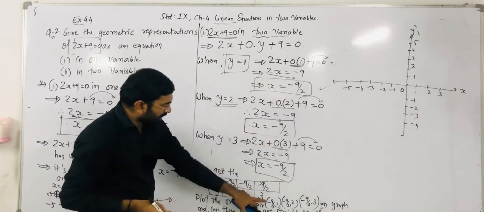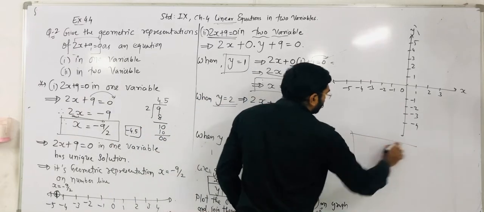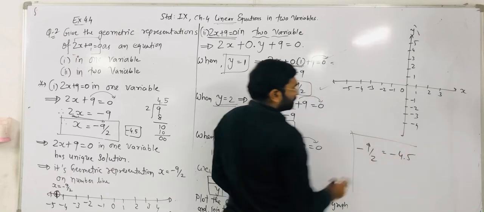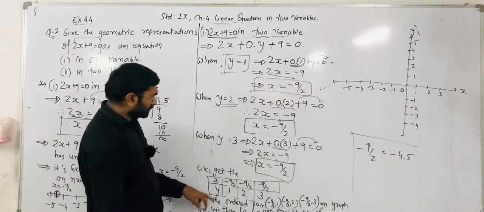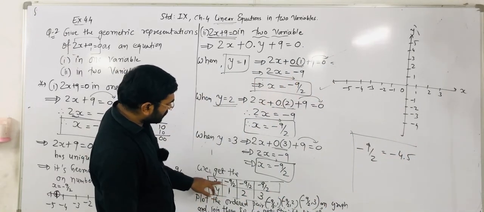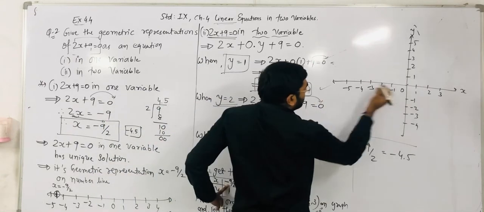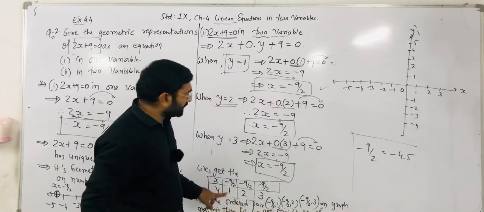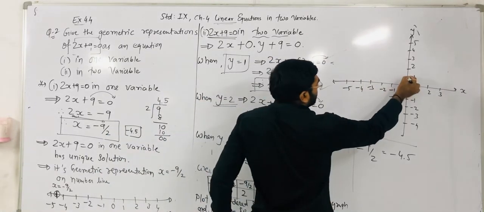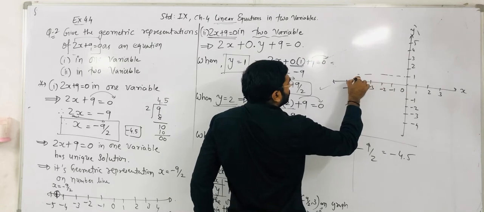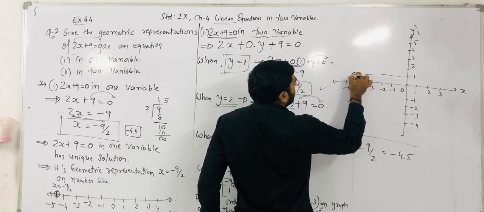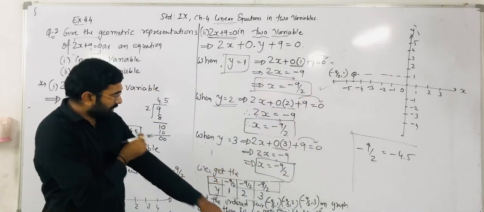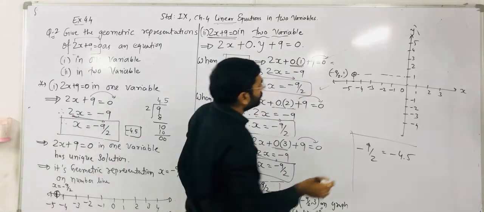Now what is the first point? Minus 9 by 2. As I told you, if you divide the rational number 9 by 2, you get minus 4.5 in decimal form. So the first coordinate, the x coordinate, is minus 9 by 2. So on the x axis you get minus 9 by 2 here, and the y coordinate value is 1, so on the y axis 1 is here. From both the points you have to draw a perpendicular line. This point is named minus 9 by 2, 1. Second point, minus 9 by 2, 2.